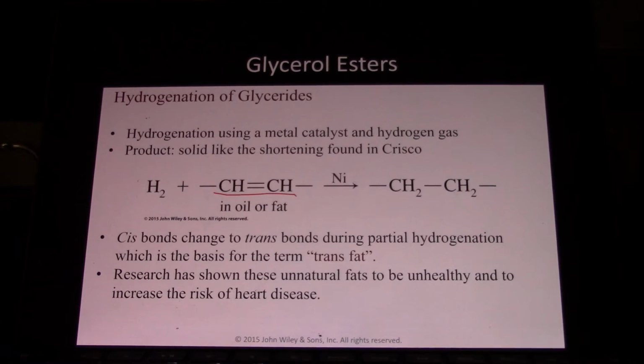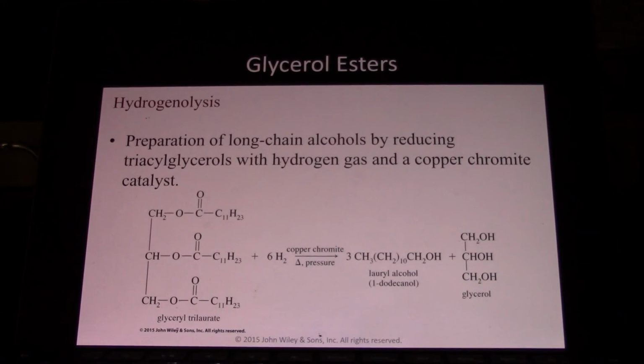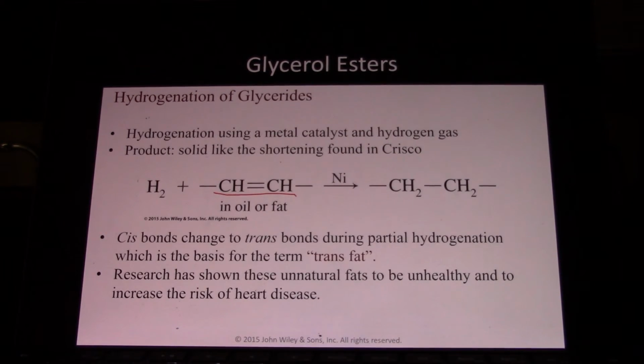If you take it all the way and saturate the entire thing, you will have a solid fat shortening found in Crisco. When you hear cis and trans fat, that has to do with a double bond. And again, in a trans bond, the major groups are opposite of each other, and in the cis bond, they're on the same side of each other.